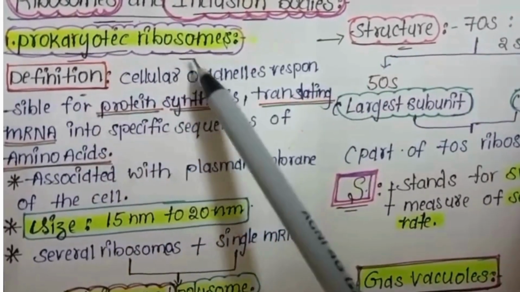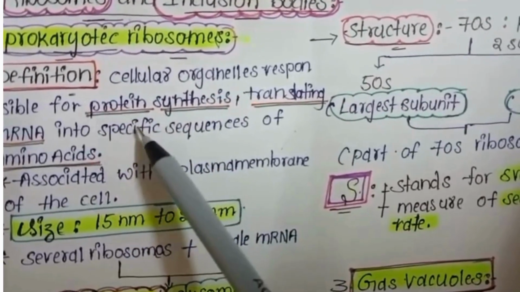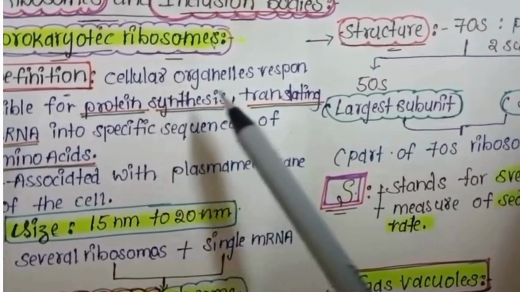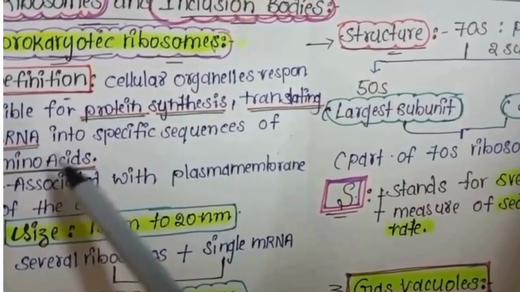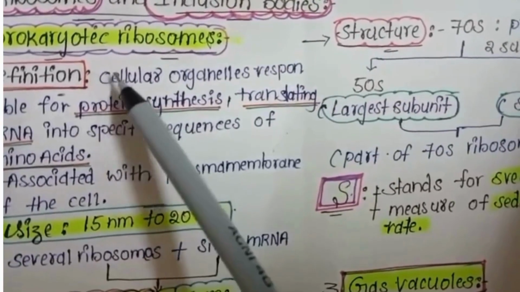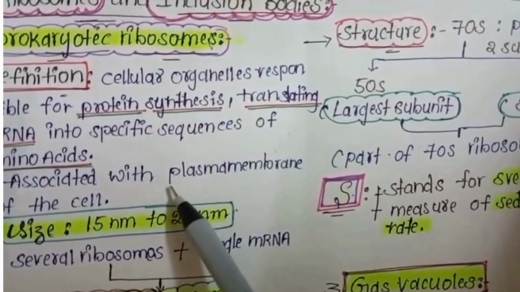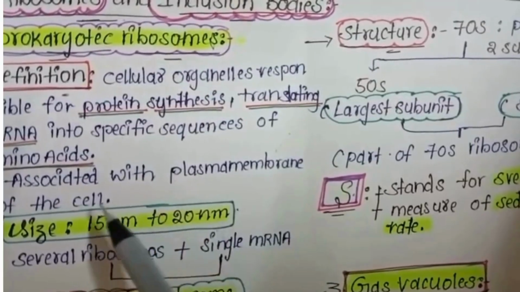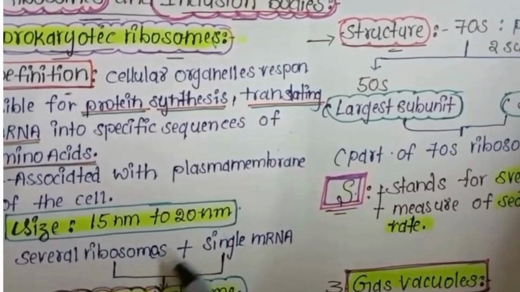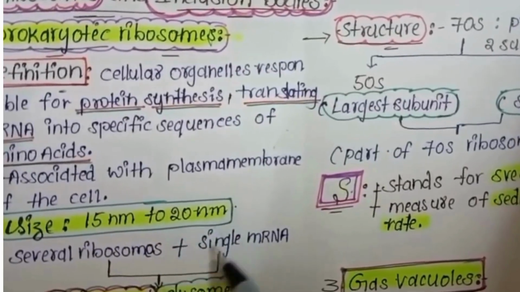Let's discuss ribosomes and inclusion bodies in the prokaryotic cells. The prokaryotic ribosomes are cellular organelles responsible for protein synthesis, translating mRNA into a specific sequence of amino acids. These are non-membrane bound organelles which are associated with the plasma membrane of the cell. Coming to the size of the ribosomes, they are 17 to 20 nanometers.